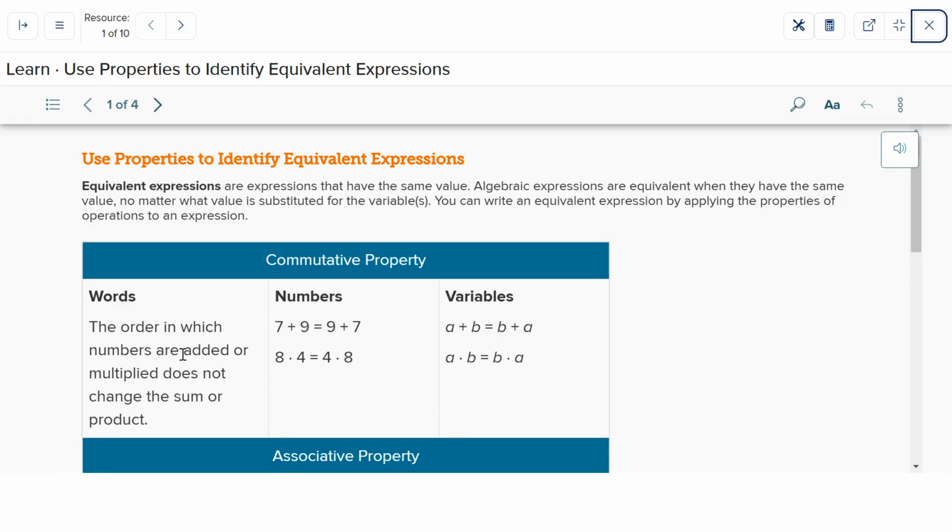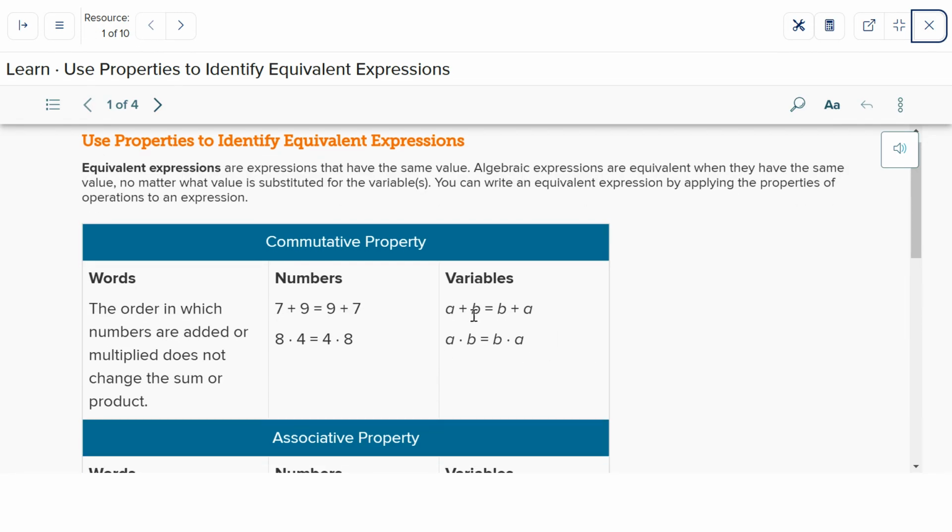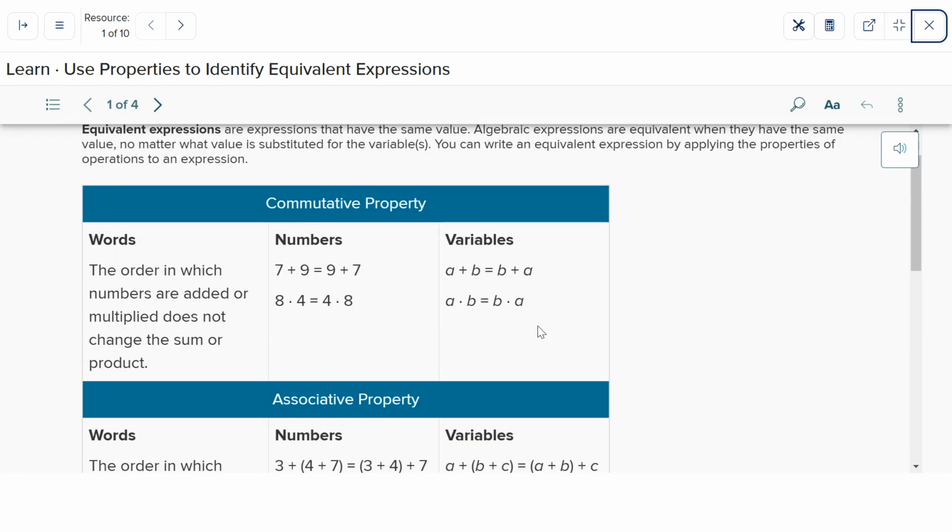The order in which numbers are added or multiplied does not change the sum or product. So you can do 7 plus 9 or 9 plus 7. They're the same no matter which order you add them in, and same goes for multiplying. 8 times 4 is the same as 4 times 8. And that works for variables as well. A plus b equals b plus a, or a times b equals b times a. It doesn't matter what order as long as you do the calculation correctly.